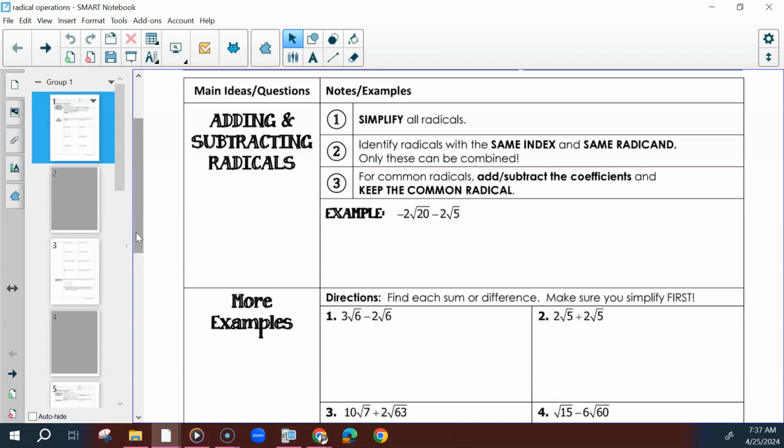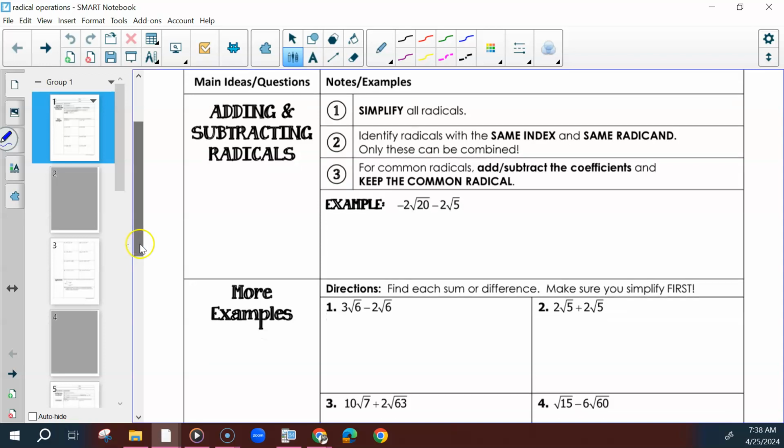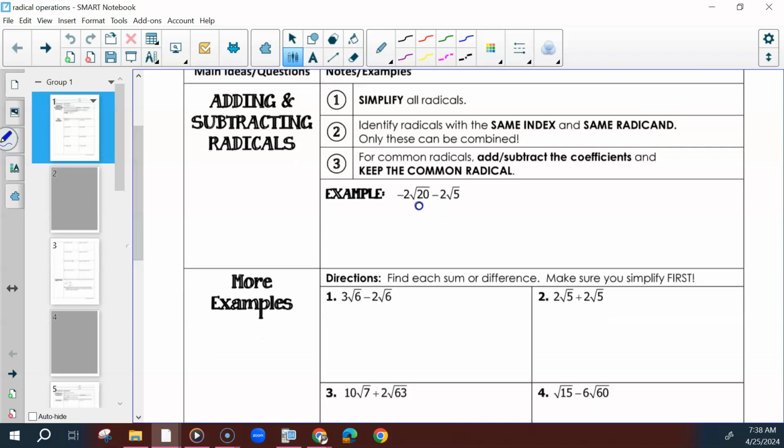We can only combine, if we're adding or subtracting, like radicals, if the index is the same and they have the same radical. So the same number underneath and both square root, both cube root, something like that. So in this example, right now we cannot combine either. They are both square roots, but we have to simplify the square root of 20.